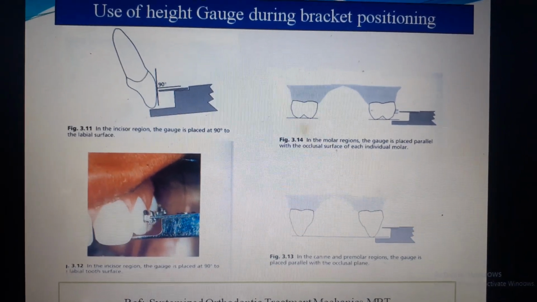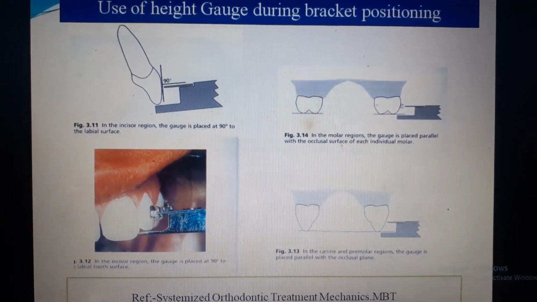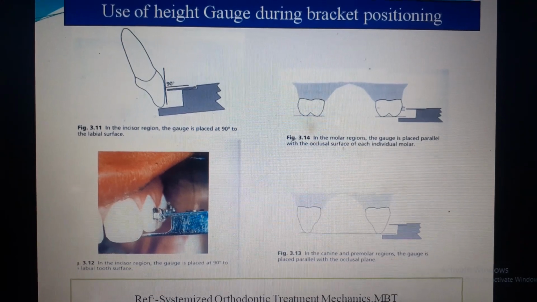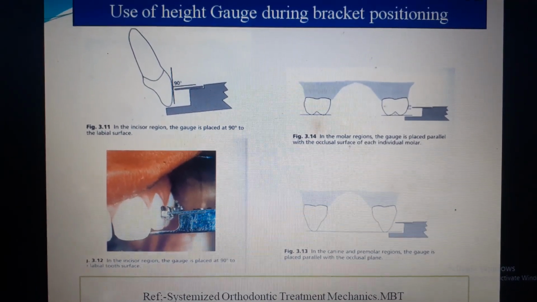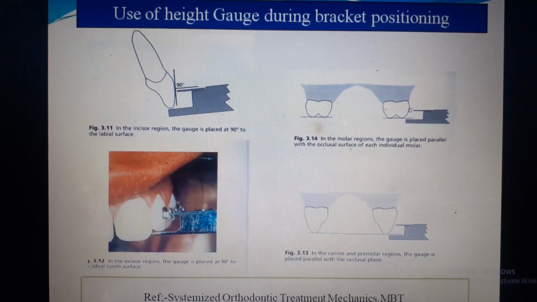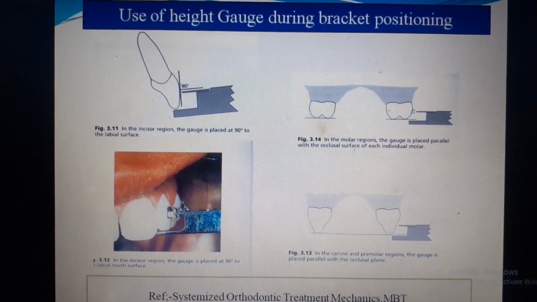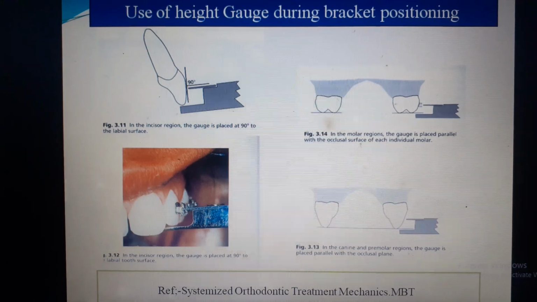Then use of a height gauge during bracket positioning. In the incisor region, the gauge is placed 90 degrees to the labial surface. In the molar region, the gauge is placed parallel to the occlusal surface of each individual molar, as shown in the picture.